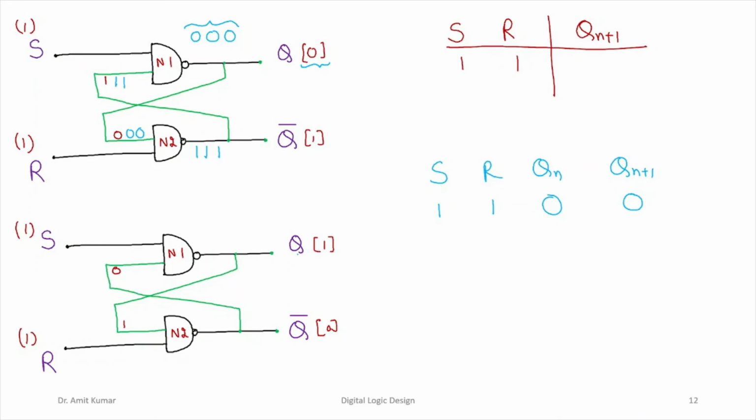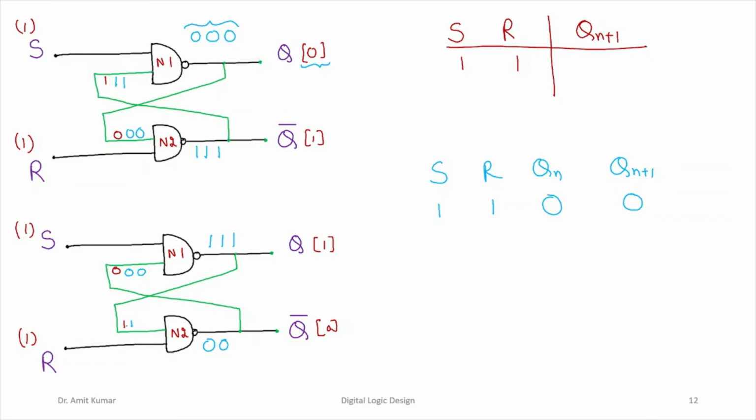Now we will consider the second case, in which the output is a 1. If previously the output is a 1, let us assume, then Q bar is going to be 0. Now we apply the inputs, that is 1 and 1. 1 1 NAND will be 0, and 0 1 NAND output will be 1. This 1 will be made available to the input of N2, and this 0 to the input of N1. Again 0 1 is 1, and 1 1 is 0.